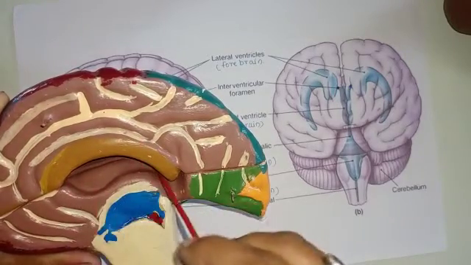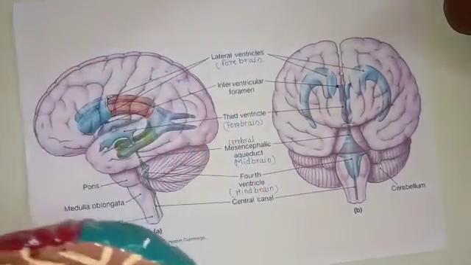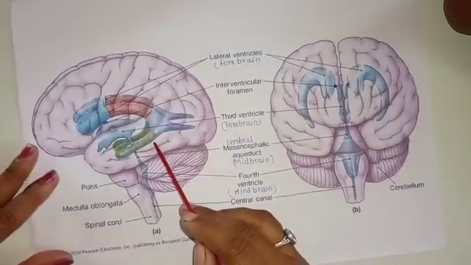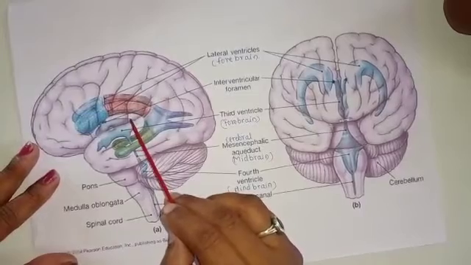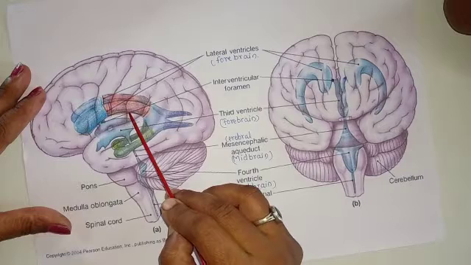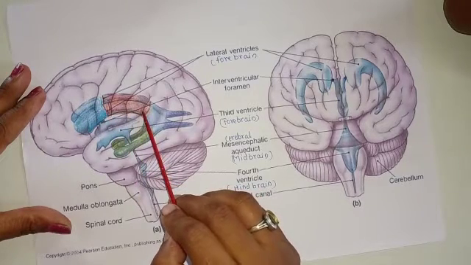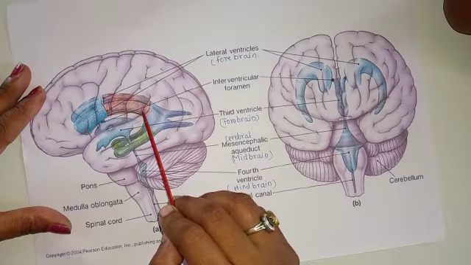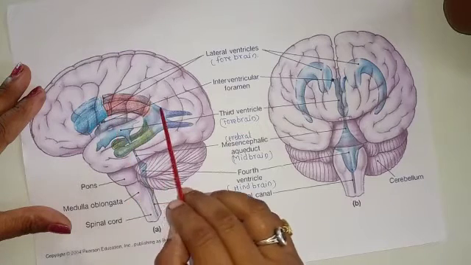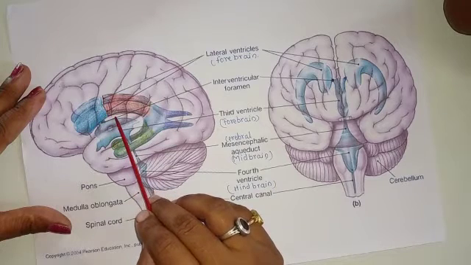The floor is sloping from lateral to medial. It is formed by the body of the caudate nucleus, the upper surface of the thalamus, the choroid plexus and the body of the fornix. The medial wall is the septum pellucidum. And the lateral wall is a narrow area at the meeting of the roof as well as the floor.